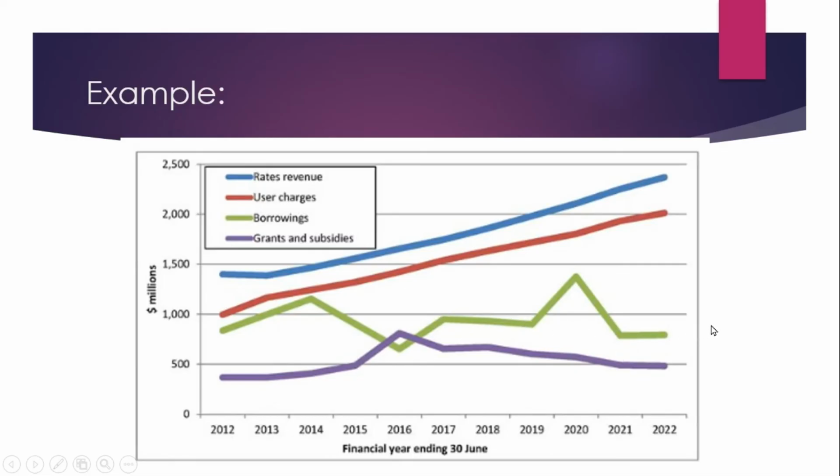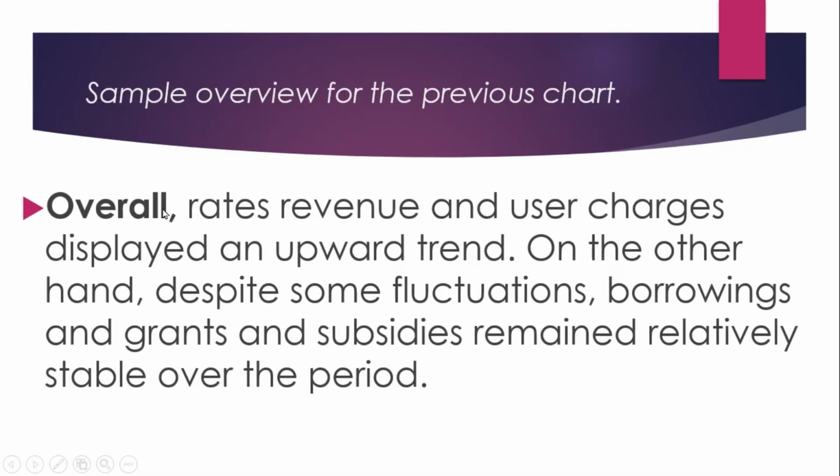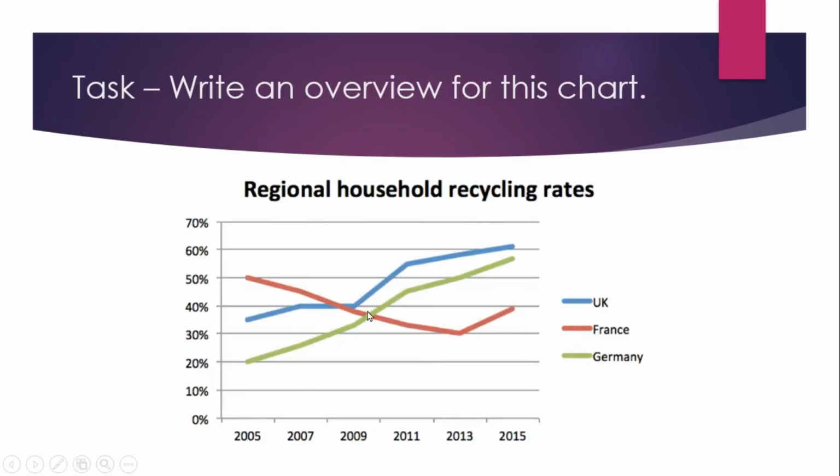The way I would write it is as follows. So it's an overview. We're going to start all our overviews with overall. Okay, so I need to find any other word. Just remember, overall is going to start our overview. So we're going to group our things together. So rates, revenue, and user charges displayed an upward trend. Then we want some kind of cohesive device because the next things we're talking about are doing something different. So on the other hand, despite some fluctuations, borrowings and grants and subsidies remained relatively stable over the period, and that would be sufficient.